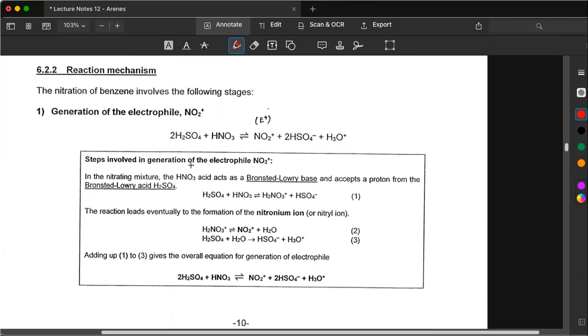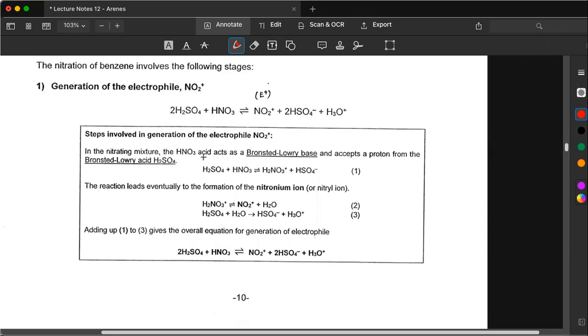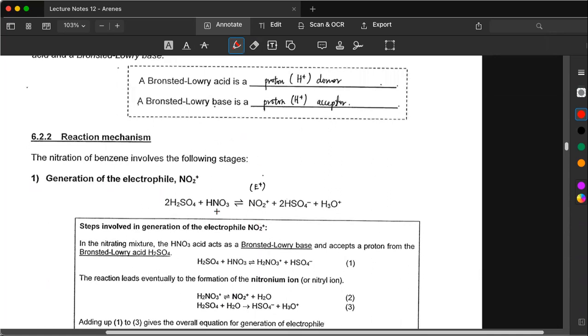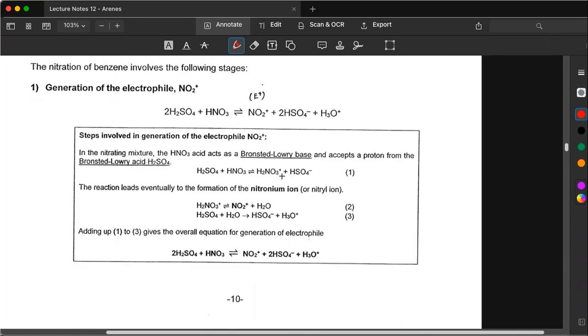Number one, we have the generation of the electrophile NO2+, which is the electrophile. So in the nitrating mixture, the HNO3 is acting as a Bronsted-Lowry base, which means it is a proton acceptor. So it accepts the proton from the Bronsted-Lowry acid, which is a proton donor, H2SO4. So HNO3 becomes H2NO3+ because it accepts a proton from H2SO4. All right? And the sulfuric acid loses the proton and becomes HSO4 minus.